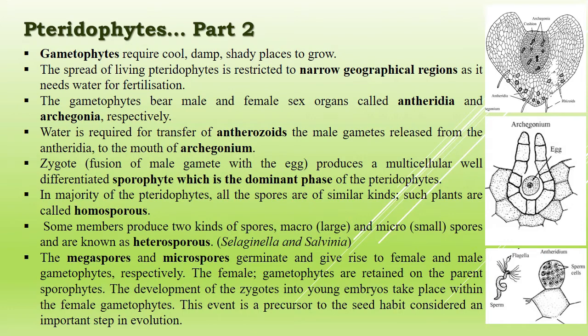These gametophytes require cool, damp, shady places to grow. Because of this specific restricted requirement and the need for water for fertilization, the spread of living pteridophytes is limited and restricted to a narrow geographical region.